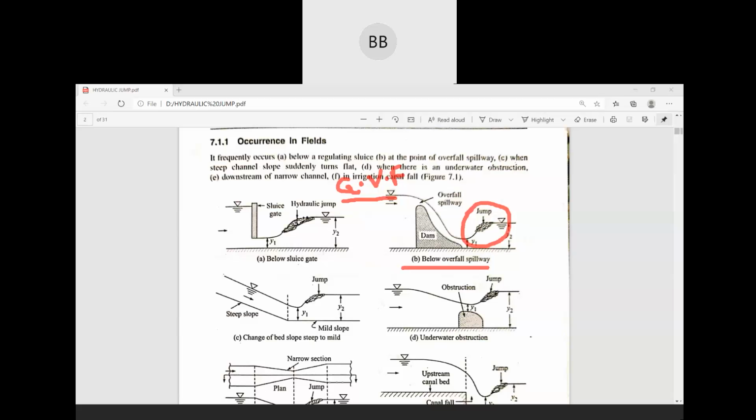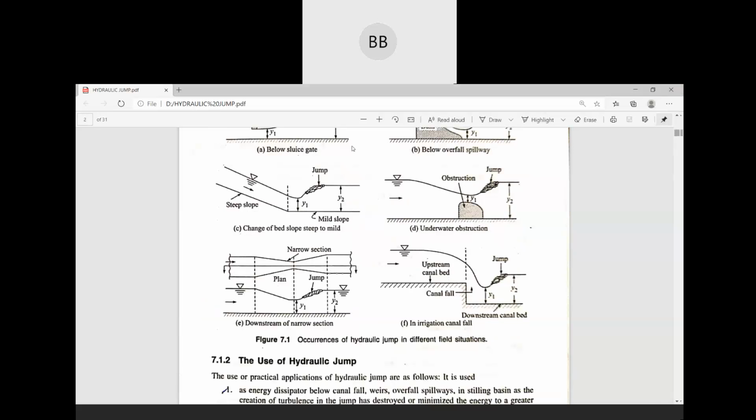You can draw these diagrams. In number C, you can see that when you have a steep slope and it changes to a mild slope, then also you can observe a jump. In the fourth condition, if you have any underwater obstruction, then also you can observe a hydraulic jump here. So you can draw these diagrams. These diagrams are nothing but the occurrence of hydraulic jump in different field situations.